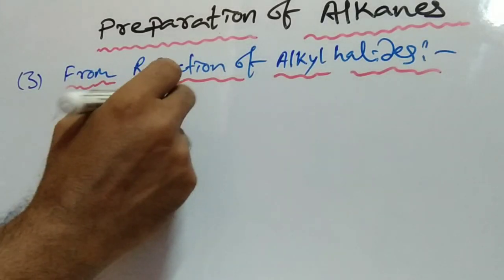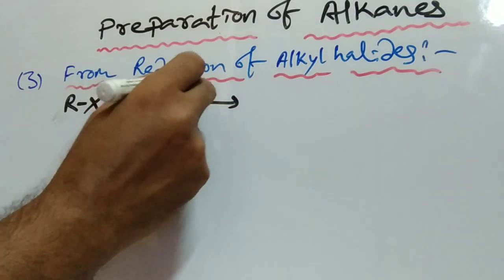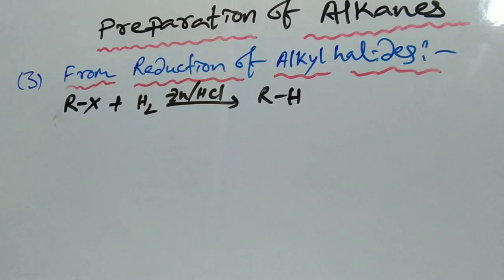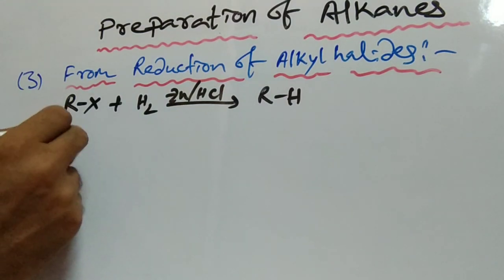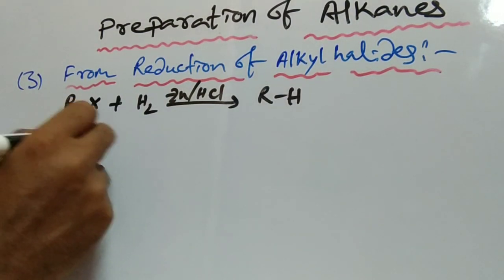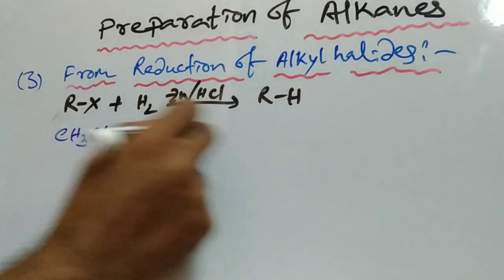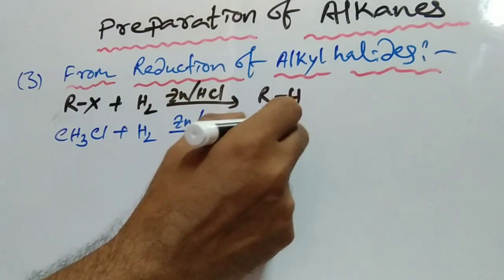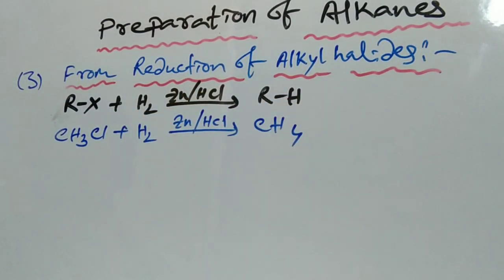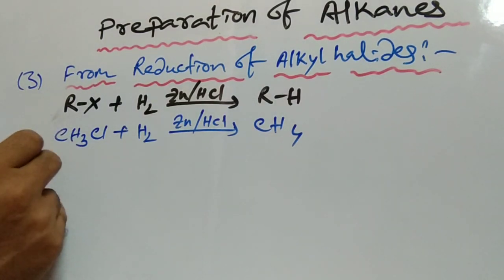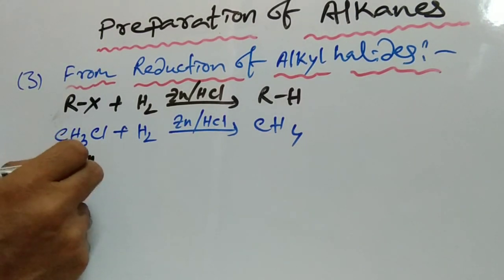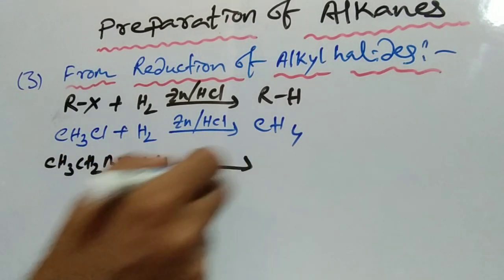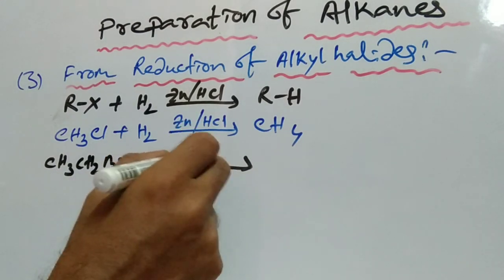Alkyl halides, except fluorides, are reduced to alkanes by suitable reducing agents. For example, with zinc and HCl, methyl chloride plus hydrogen, in the presence of zinc and HCl, forms methane and hydrogen chloride. Similarly, ethyl bromide reacts with hydrogen in zinc and HCl, producing ethane and HBr. With hydrogen in the presence of platinum or palladium, ethyl bromide plus hydrogen yields ethane and HBr.